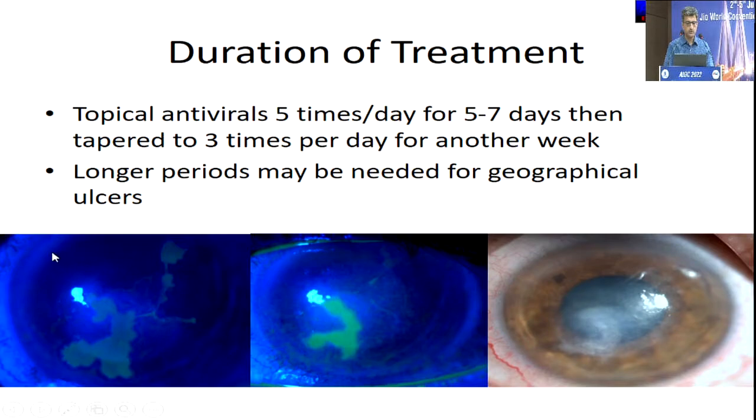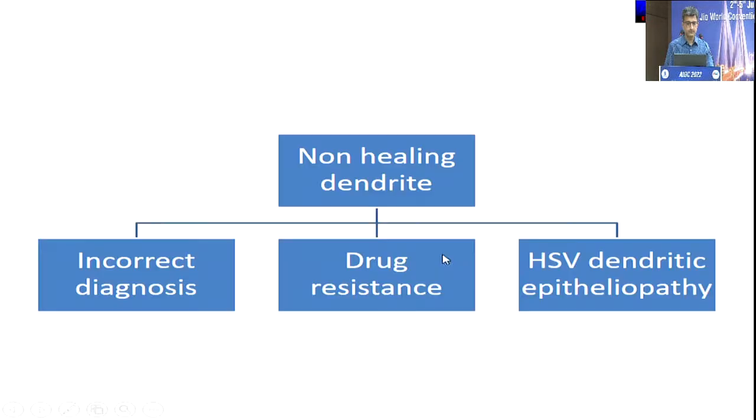So this is the patient with geographical ulcer. Acyclovir ointment was started. The epithelium started healing at about 1 week's time. This is the picture, and at 3 weeks time the epithelium has completely healed up.